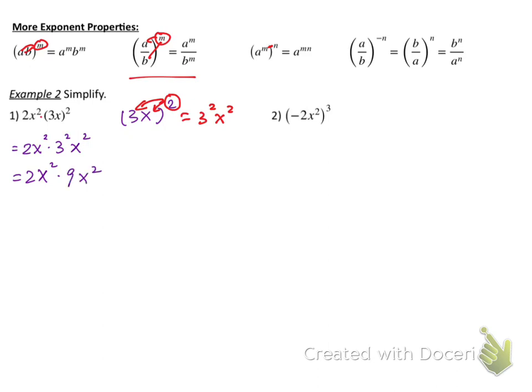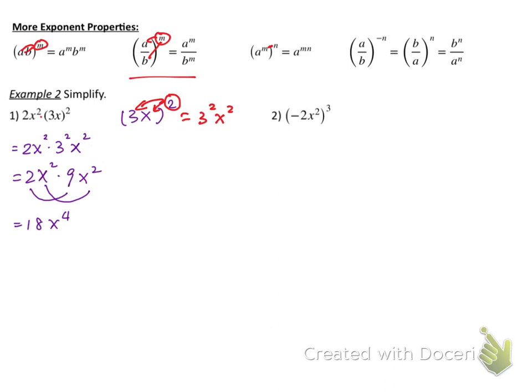Then we go back to multiplying the two terms. They're both positive, so number times number. 2 and 9 gives me 18, and x squared times x squared, I'm adding the 2s, okay? It's 2 plus 2, that gives me x to the 4th power, not 2 times 2. So the answer is 18x to the 4th power.